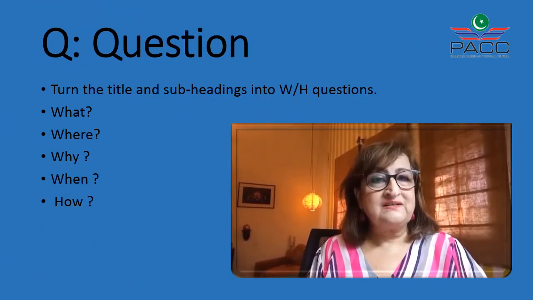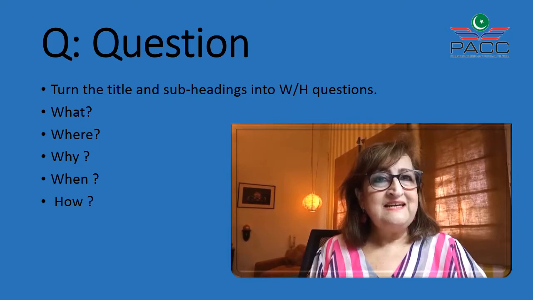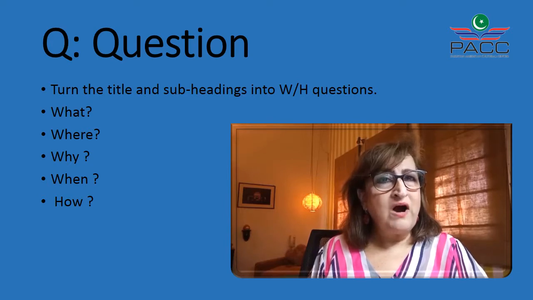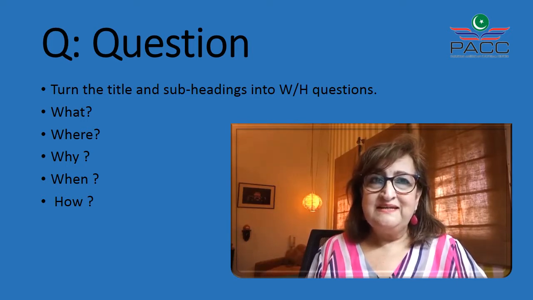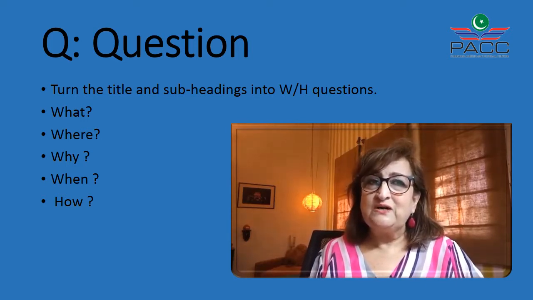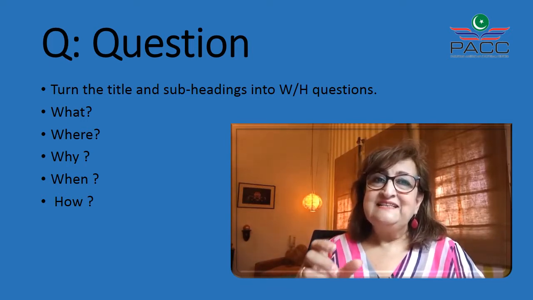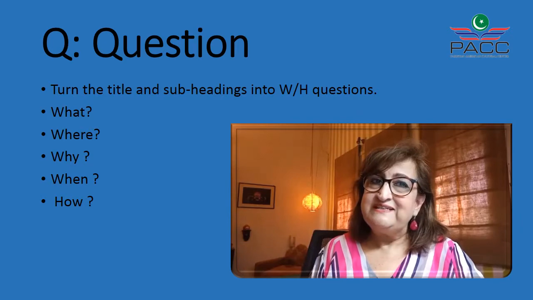Q is for question. Turn all the titles, subtitles, subheadings into questions, into WH questions. What, where, why, when, and how. That's what really helps over here: you change the title into a question, change the subheadings into questions, or change the first sentence of every paragraph into a question. So you're questioning yourself on what you're reading and creating that inference where you will be able to understand what you are reading. Okay?